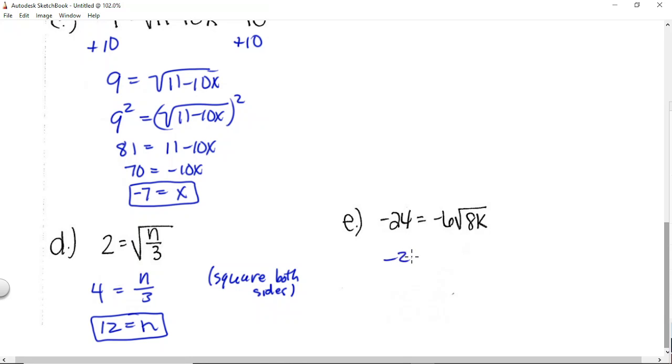So negative 24 divided by negative 6 equals, over here we have negative 6 times the square root of 8k. We'll divide that side by negative 6 also. On the left we get 4. On the right, you know, this cancels. We have the square root of 8k, and we square both sides now.